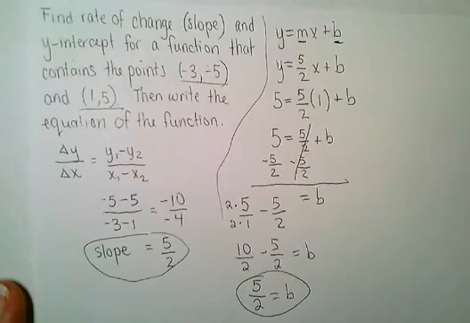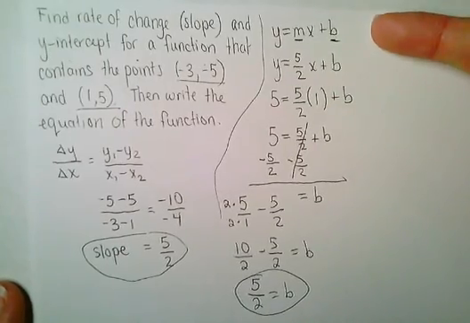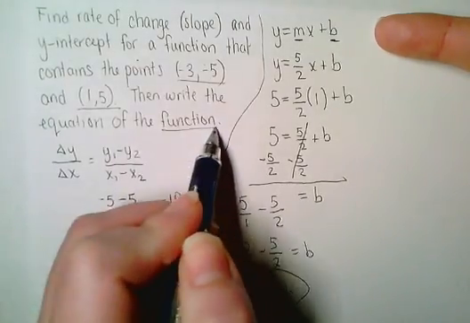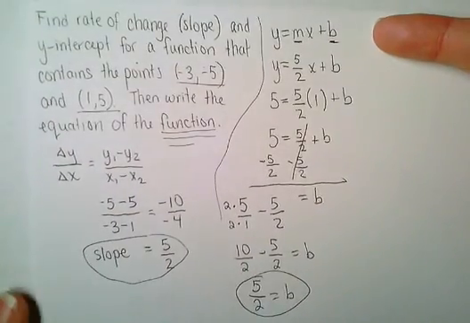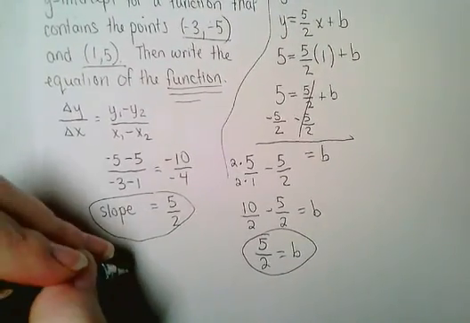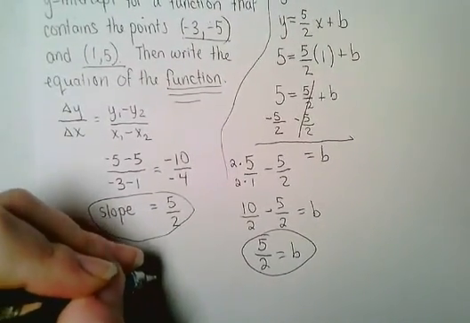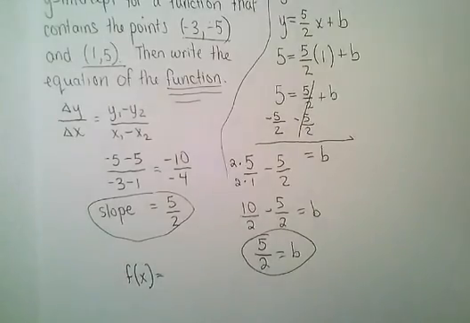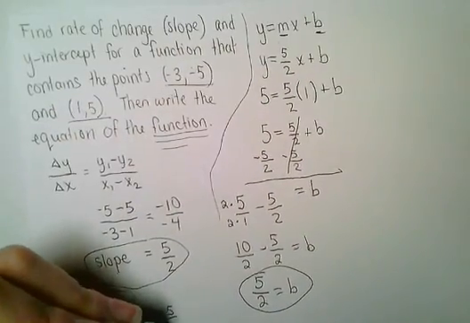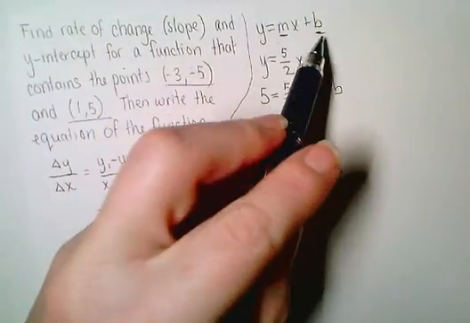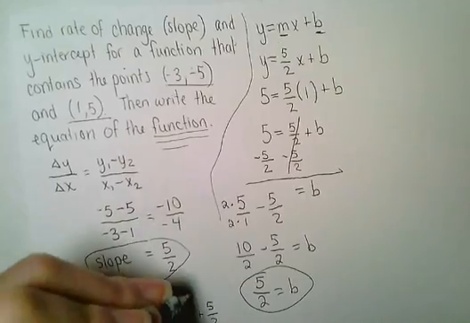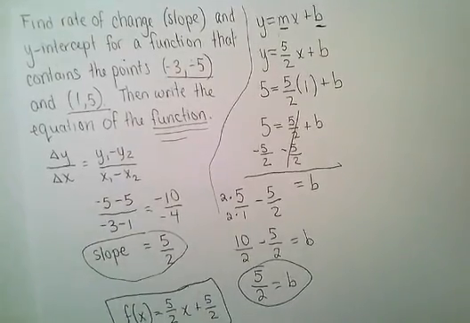Now all I have to do is write this in slope-intercept form. So I'm just going to plug it in here. And since this is a function, I'm going to use function notation. So instead of writing y equals, I'm actually going to use f of x equals. And then I write it in the form m, the slope is 5 over 2, times x, and then the b is also 5 over 2. So this would be my linear equation.